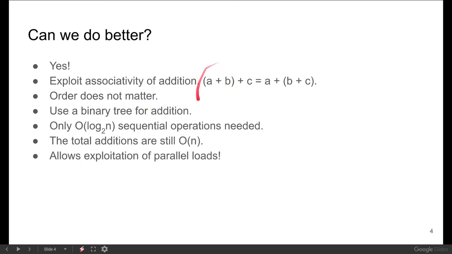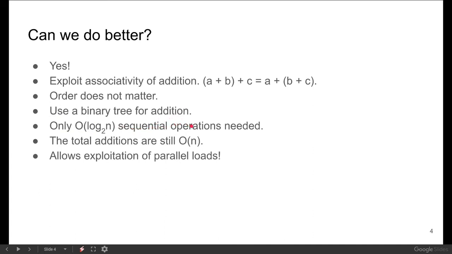So how can we use this to exploit parallelism? Well, we use a binary tree for addition. We will see this pictorially, and why we are calling this a binary tree. But before we get to that, let's look at the motivation. Well, the motivation is that in a binary tree sort of addition, we will only need order of log base 2 n sequential operations.